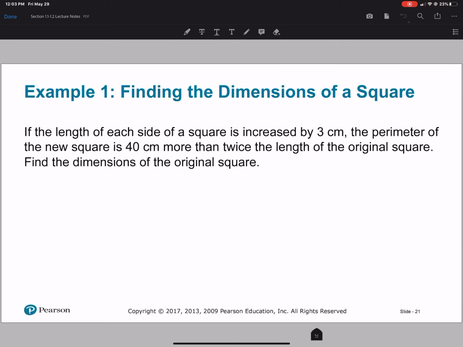So the first thing we have to look at, let's say we have 2 squares. So we have the original square. Then we have some bigger square. And the original square, the size of it, I'm going to just use x. And then the big square is x plus 3, because it said it's increased by 3 centimeters.